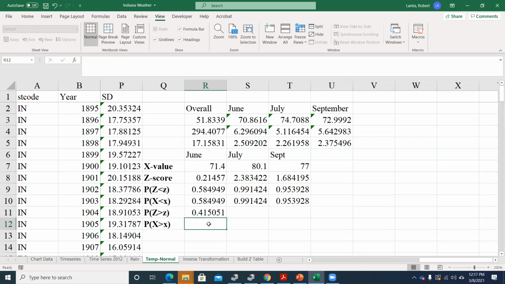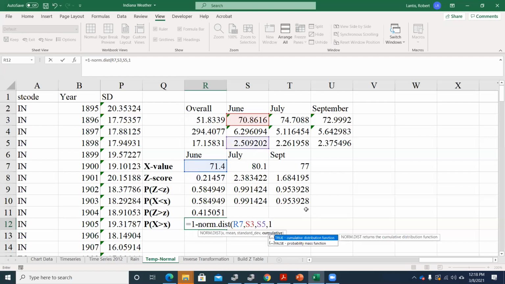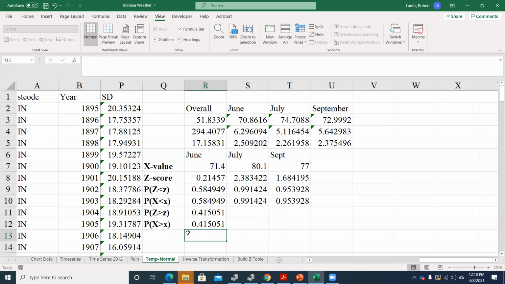Now what I could also do, if I want the area to the right of a certain x value, this cutoff value of 71.4, I can use the norm.dist, right? So now I'm not using the standard normal distribution. I'm using just a regular normal distribution. Here's the cutoff, comma, here's the mean, comma, here's the standard deviation, and then comma 1, right? So this norm.dist is telling me the area to the left of 71.4. So to get the area to the right, I would subtract that from 1. So that's another way you could use this normal distribution.